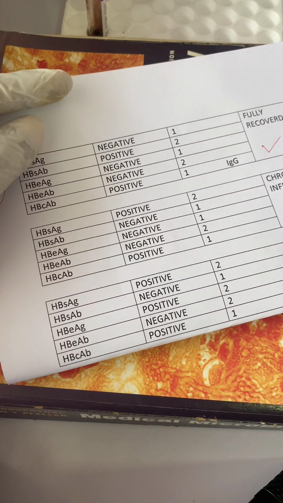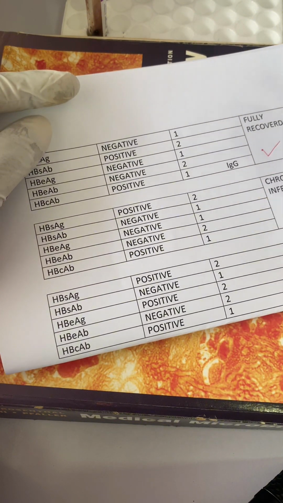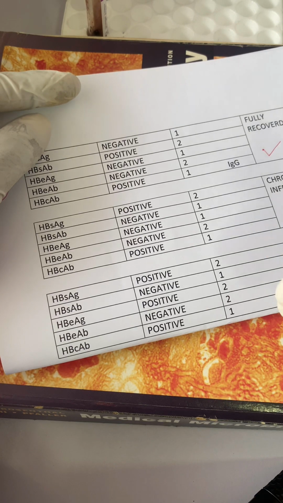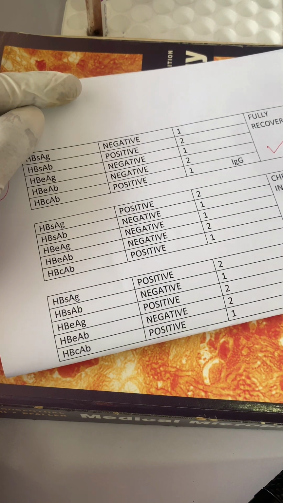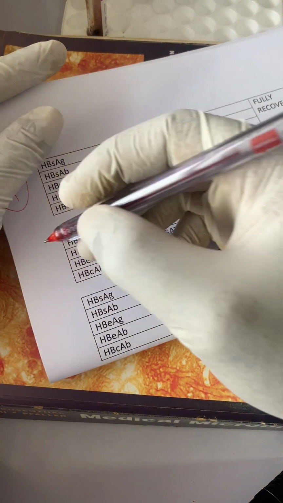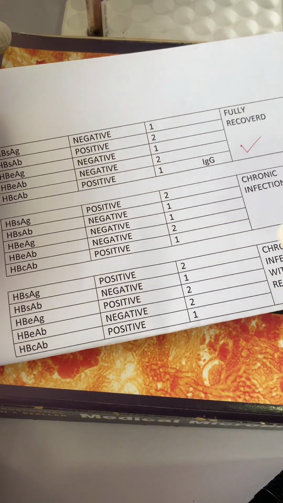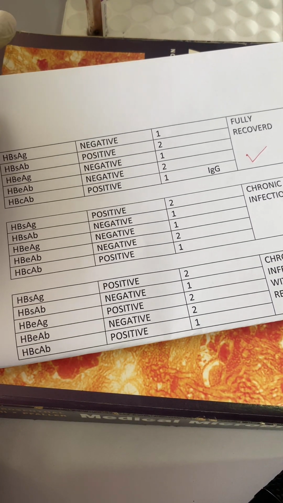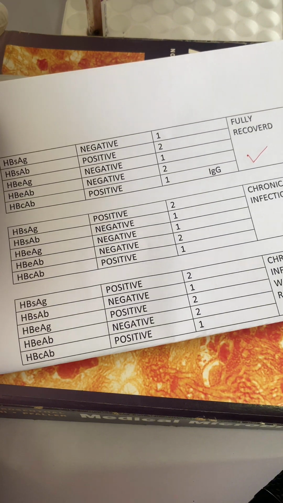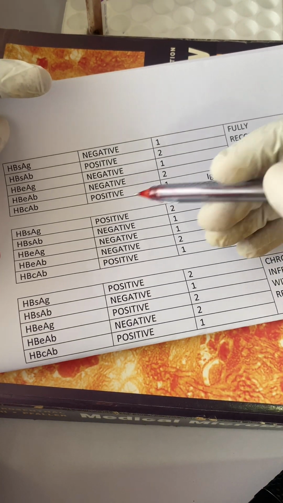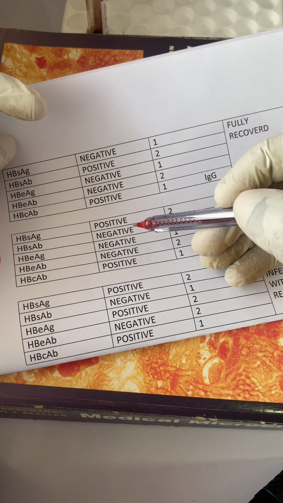Now, if you don't recover, and sadly the virus or the infection will now enter into the chronic state. So number 8, we are looking at when it gets chronic. When you have a chronic infection, how will your profile look like? Okay, so this is how your profile will look like.